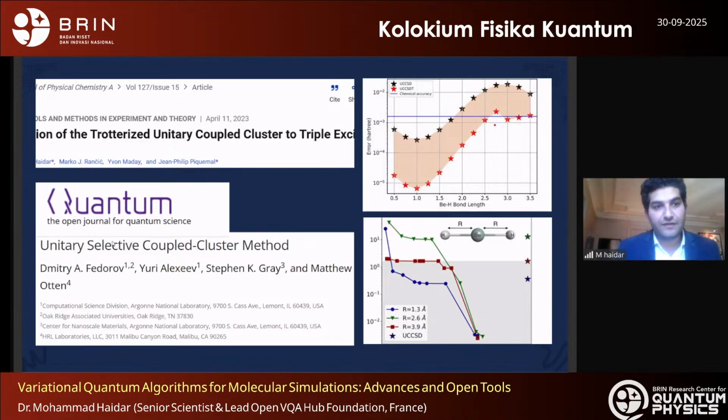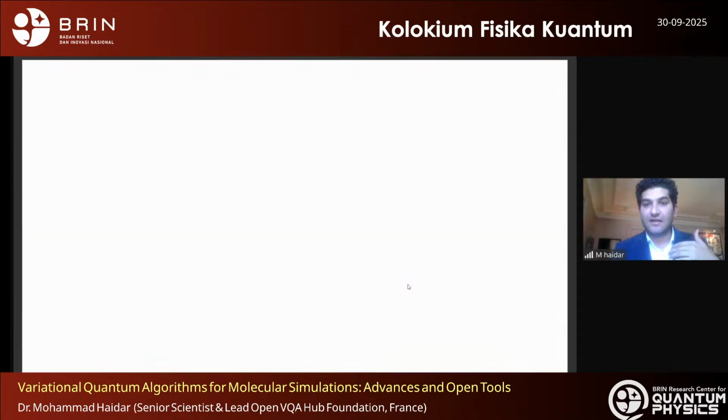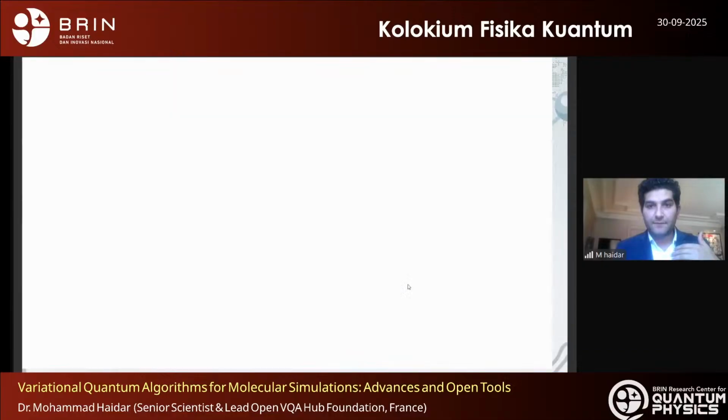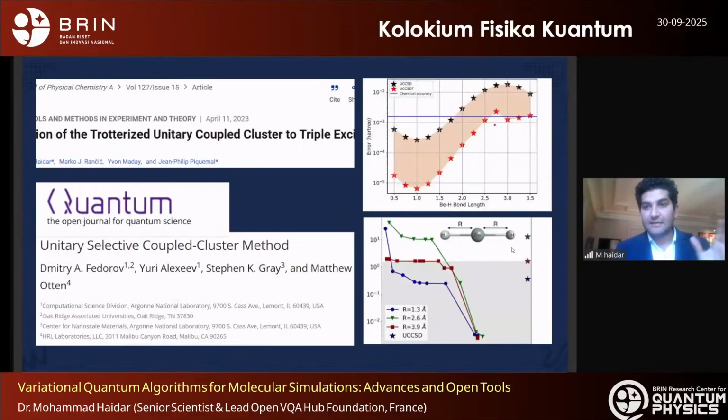Of course, Fedorov and his colleagues have also been working on selectively using double, triple and quadruple excitations. That's why we call it UCCSDTQ. And here, selectively, they use them in an iterative way. That's why in beryllium hydride the number of parameters is much lower, because they are selective. But as you see, the accuracy is not so high.